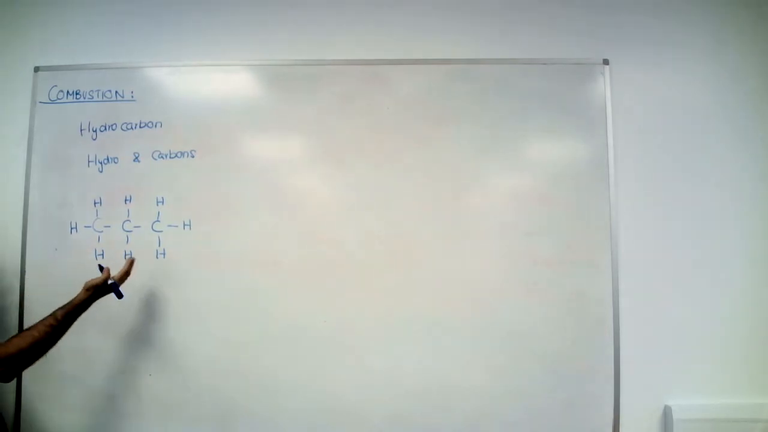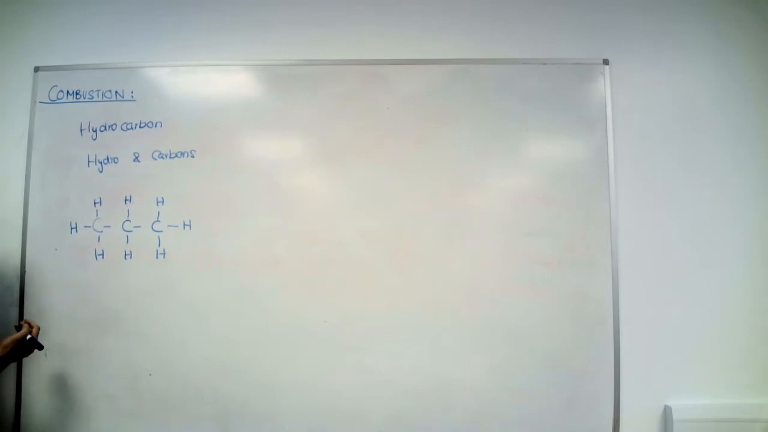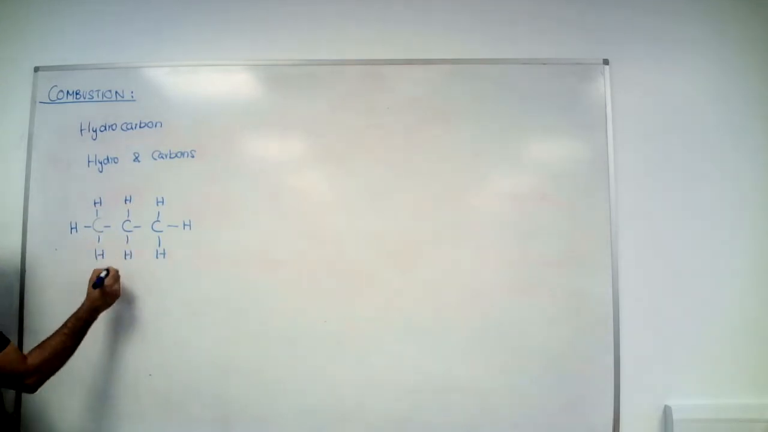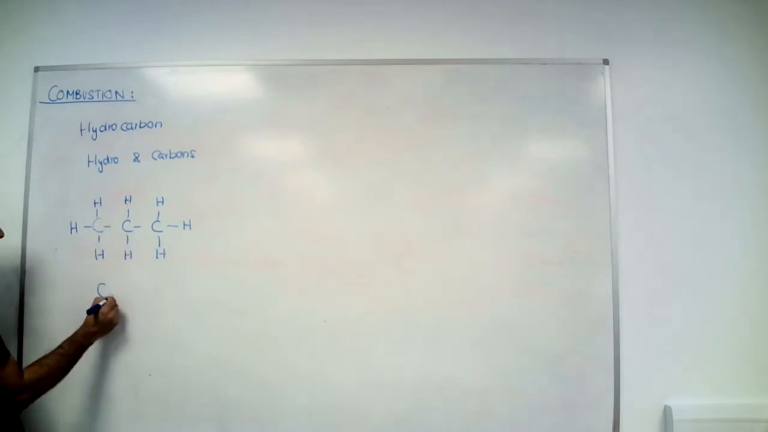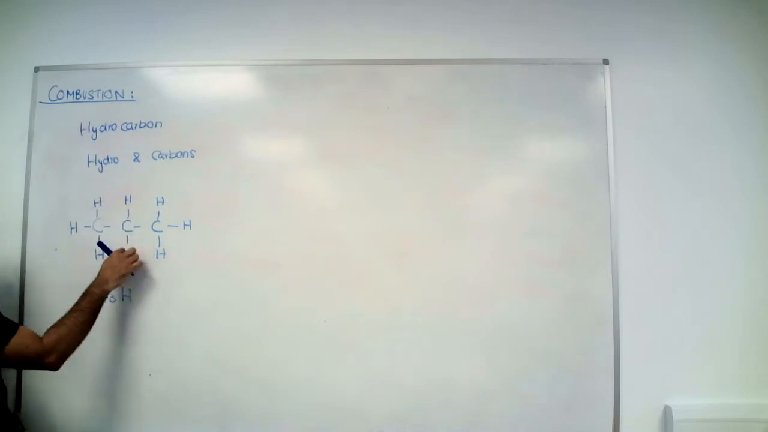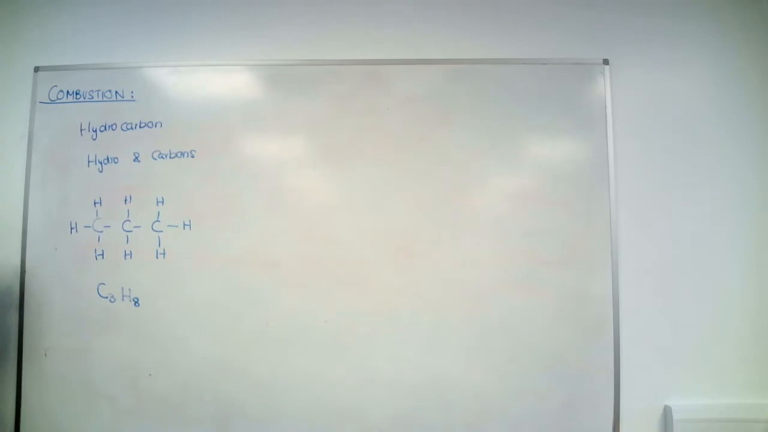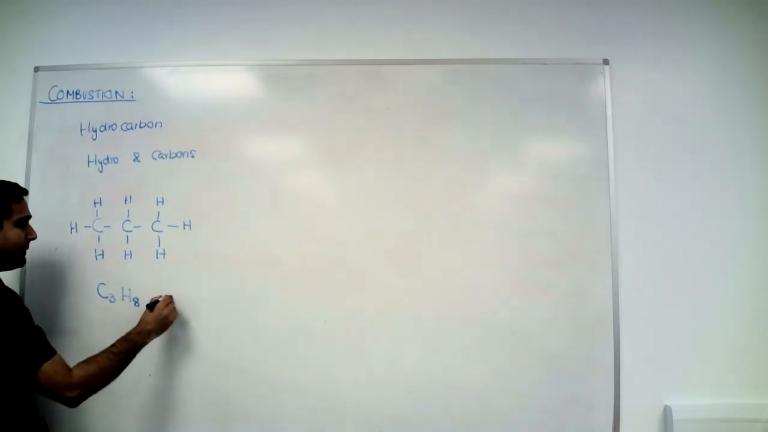Now, this is a structural formula of a hydrocarbon. I can write it the other way as well. There are 3 C's, so C3H, how many H are there? 1, 2, 3, 4, 5, 6, 7, 8. So this is C3H8, propane.